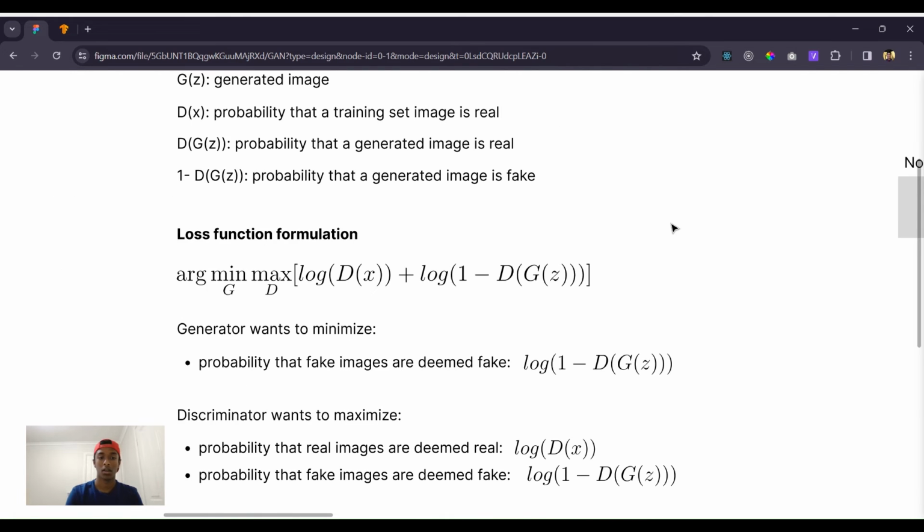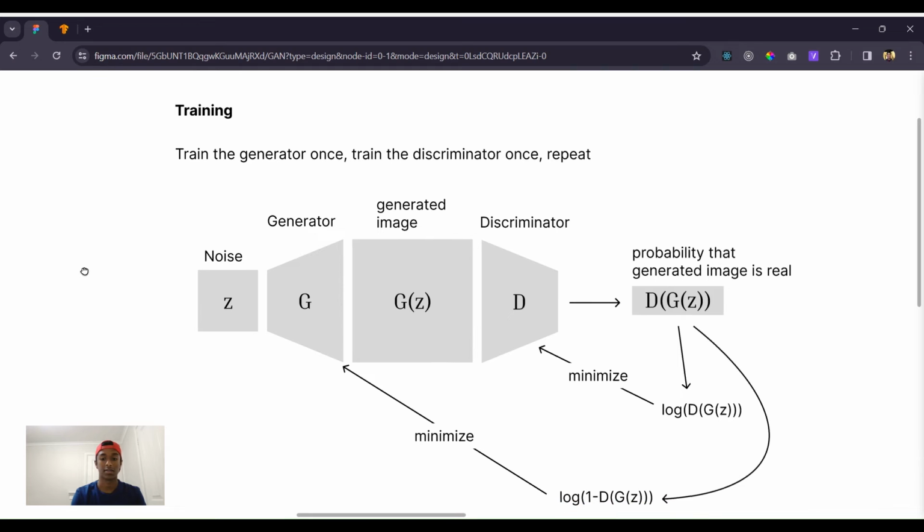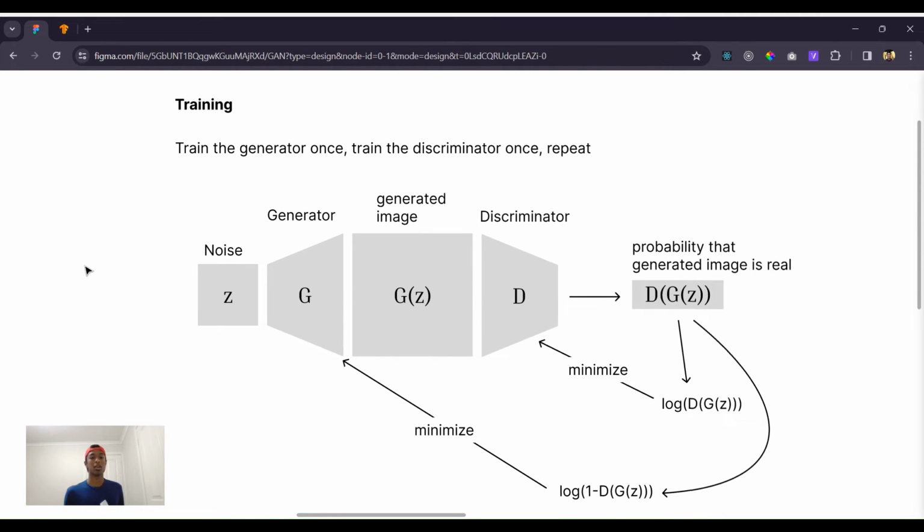Okay. So now that we have the loss function, we can get into how to train this GAN system. To train this system, we train the generator on one example, train the discriminator once, and we repeat that process over and over. So we start with some noise, input it into the generator, generate the image, feed that into the discriminator, and get the probability that that fake image is real.